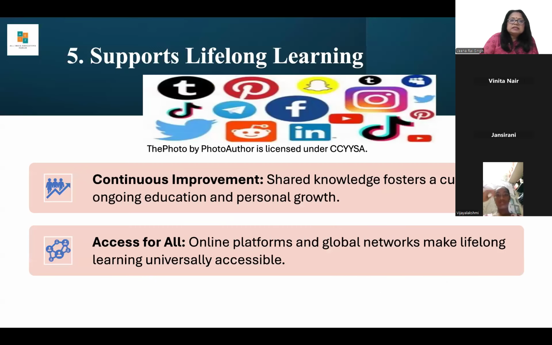Talking about the next, what does it support? It supports lifelong learning. We have so many online platforms. We have Facebook, Instagram, LinkedIn, Twitter, Pinterest, and so many others. This is going to help us in continuous improvement, fostering ongoing education and personal growth.